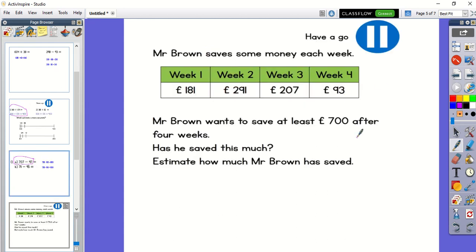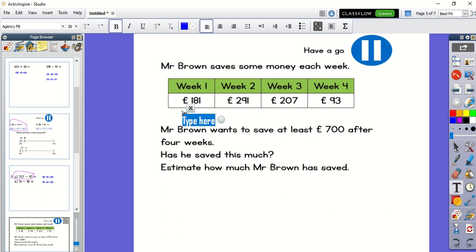With this question, Mr. Brown saves some money each week. He saves £181 on week 1, £291 on week 2, £207 on week 3, and £93 on week 4. Mr. Brown wants to save at least £700 after 4 weeks. Has he saved this much, and estimate how much he has saved?